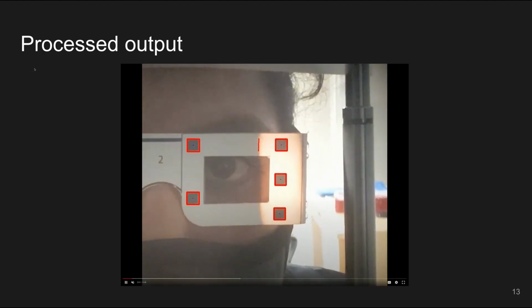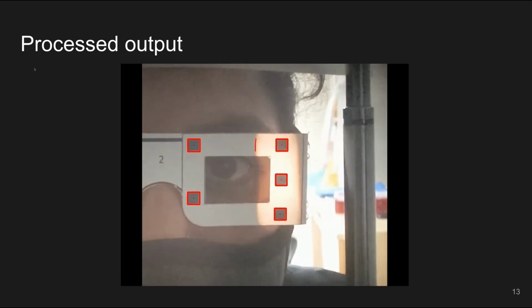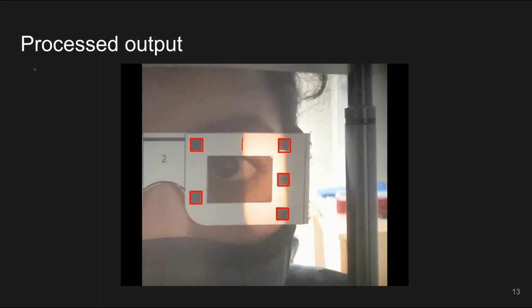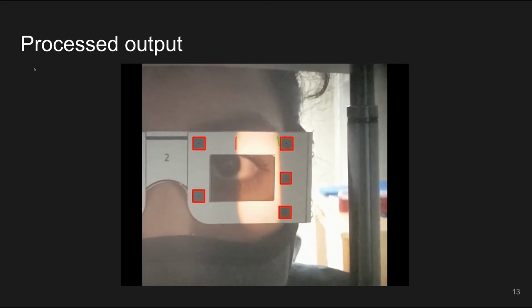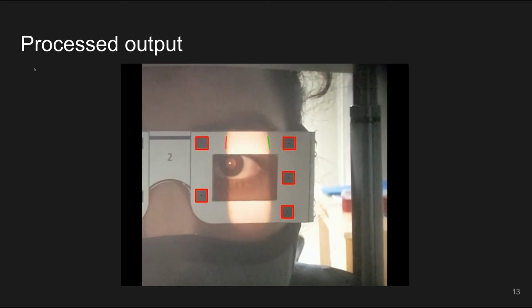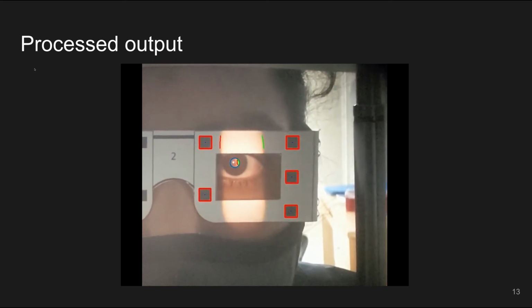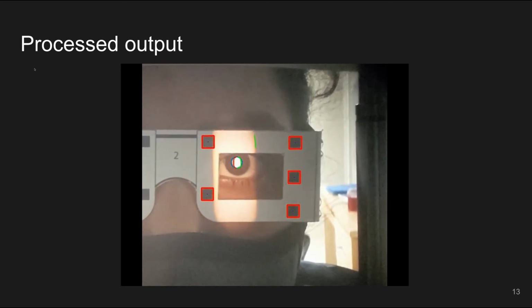Here is an example of a processed output. As you can see, the fiducial detection, beam detection, pupil detection and reflex detection is quite robust.